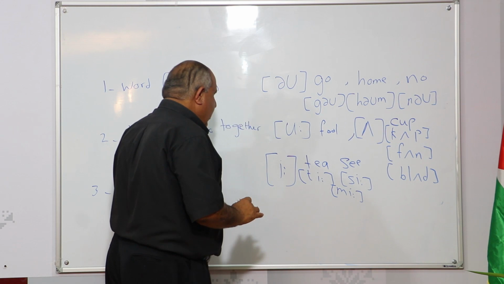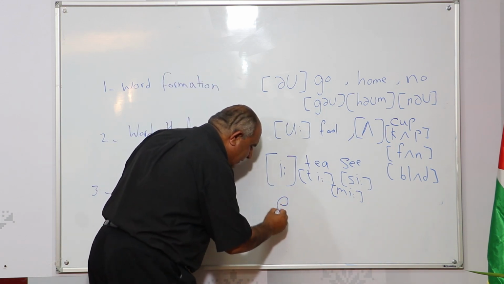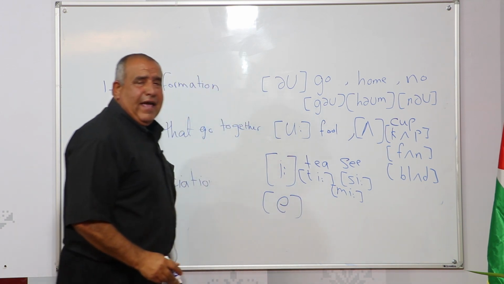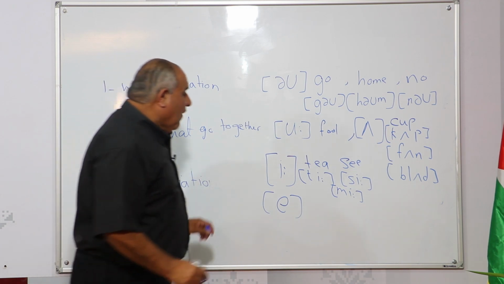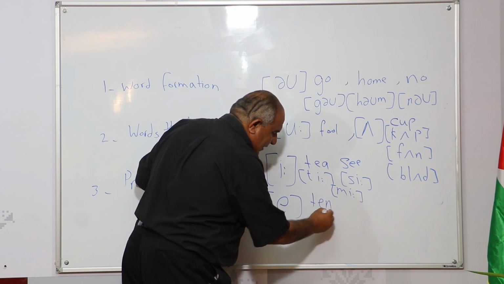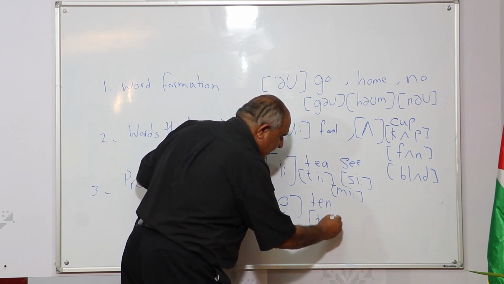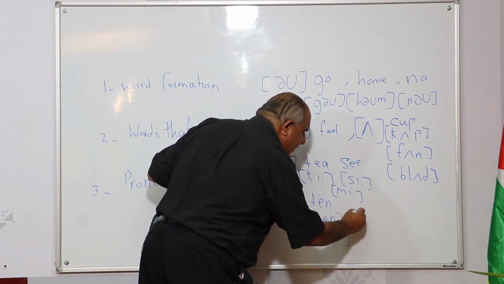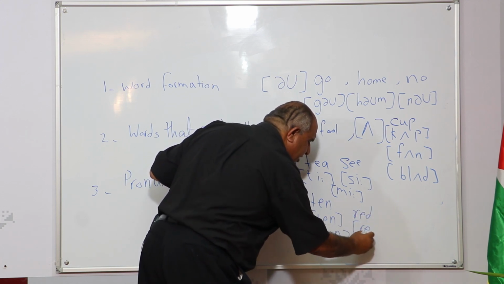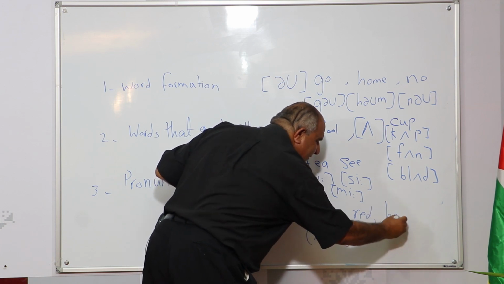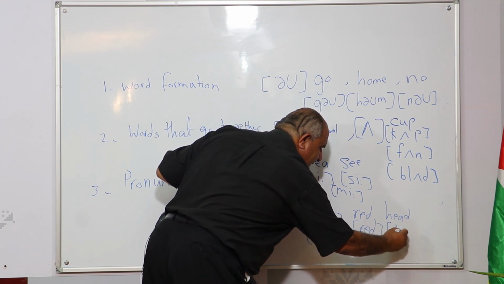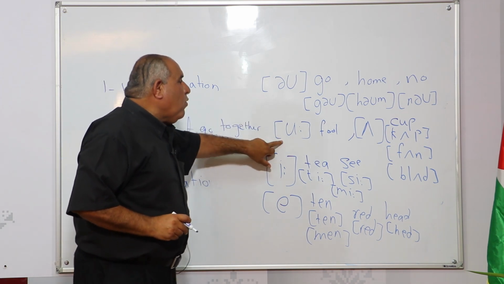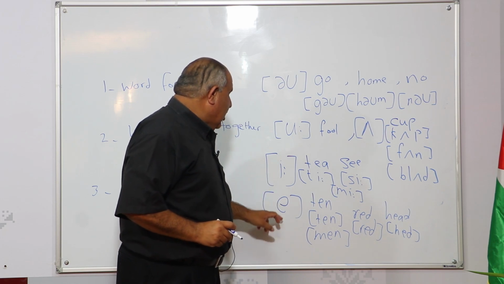And so on. Now, one more sound is the sound eh. You find it in the word ten, which is pronounced eh, not E. Ten, men, red, head. So therefore now we have O, we have U, we have uh, we have E, and we have eh.